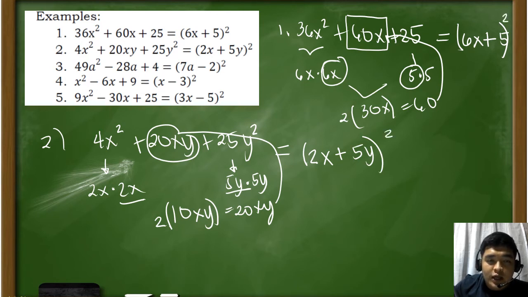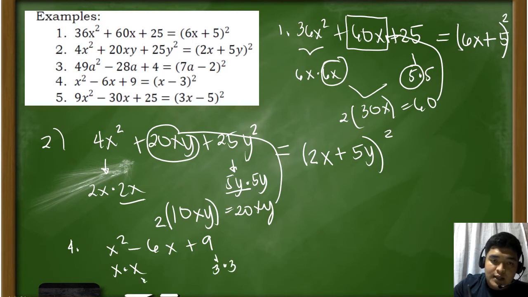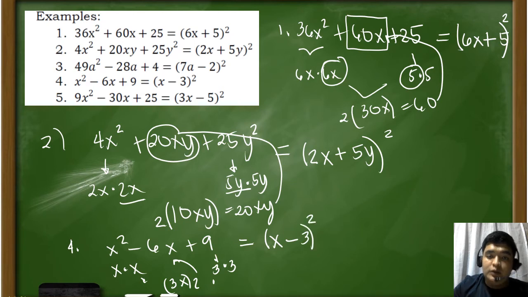Okay, let's try number 4, which has a minus. For number 4, x squared minus 6x plus 9. Of course, this is x times x. 9 is 3 times 3. So multiply x and 3, that is 3x. Then multiply by 2. The middle term is correct, 6x. So therefore the factor is x minus the square root of 9, which is 3. So that's for the perfect square trinomial.